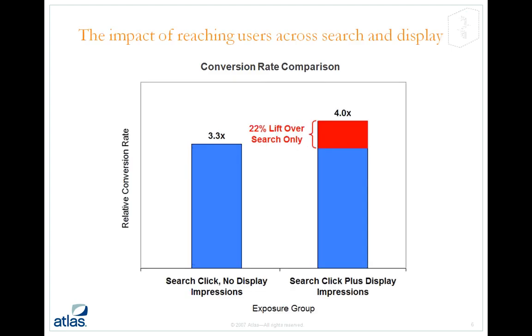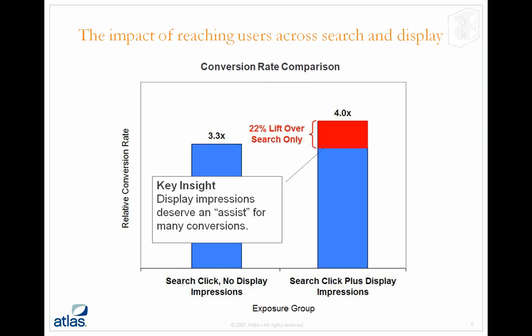And the key insight is that there was a 22% lift for the group that was shown a display impression first. So the advertiser was getting 22% more sales when they showed a display impression to somebody before they clicked on a search term. Under the current way of attributing conversions, that display impression gets 0 credit, even though it's contributing. The key insight here is that display impressions deserve an assist, to use a sports analogy, for many of those conversions. And it's not fair that they get 0 credit.